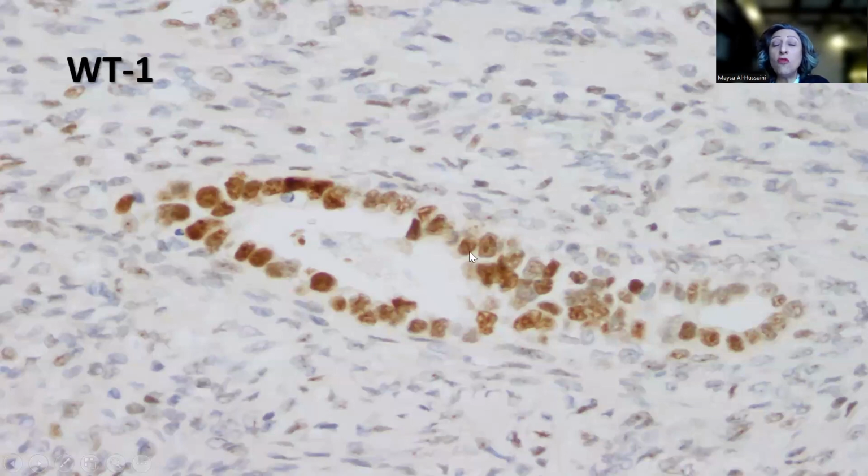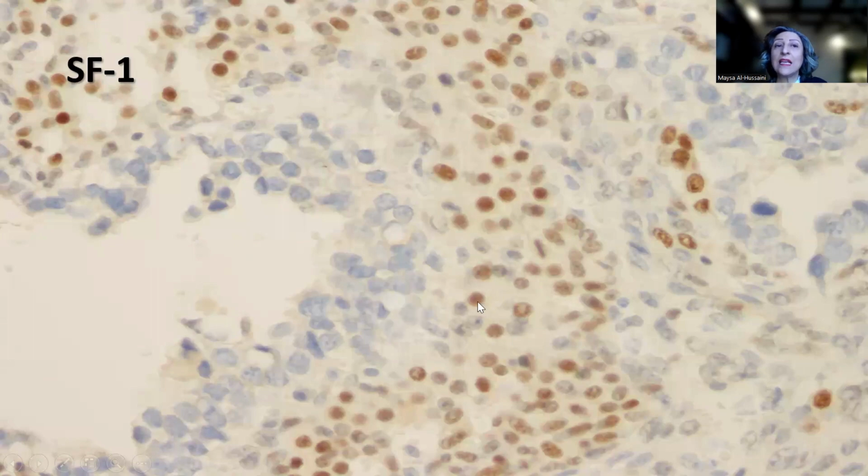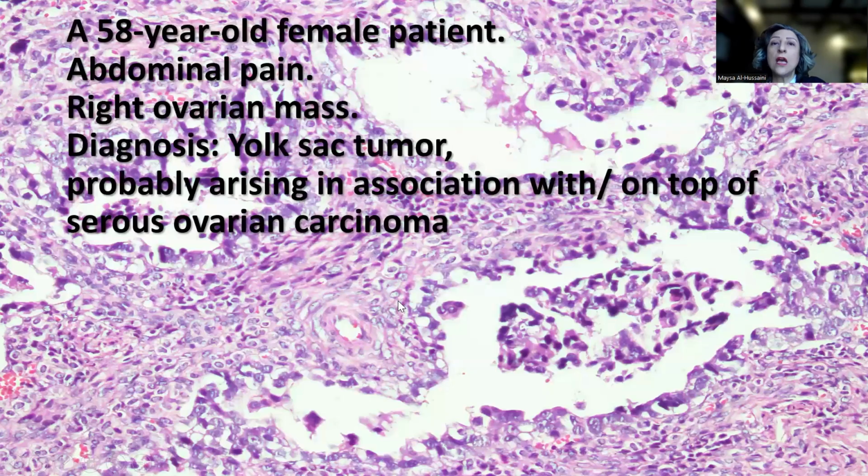WT1 was also focally positive in some of those glands, pointing towards perhaps a precursor to the yolk sac tumor development, which is high-grade serous carcinoma of the ovary. Now, the cells in between the glands, the neuroendocrine kind of cells, here is one gland and here is the other gland, were positive with alpha inhibin as well as SF1, supporting that these are only stromal cells in the background, hyperplastic stromal cells, as a result of the reaction to the tumor formation.